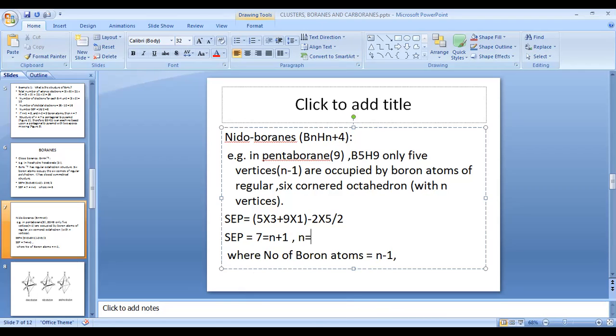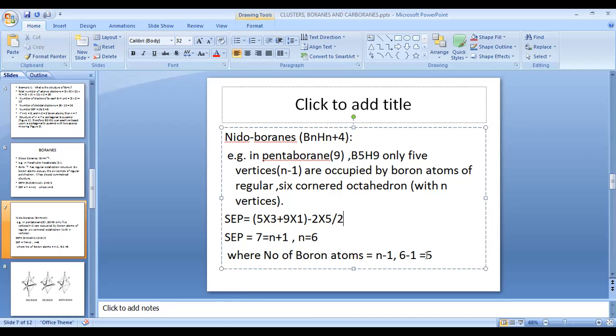Further, n is equal to how much? 6. Okay, so n minus 1 means 6 minus 1. 6 minus 1 is equal to how much? 5. Is equal to 5. So that 5 is what? Number of boron atoms. So as per our formula, how many boron atoms do we have? 5. So that means what is the shape of that compound? That is nido. So with the help of this, by Wade formula, we can calculate the n value.